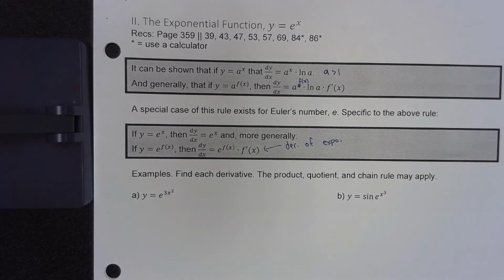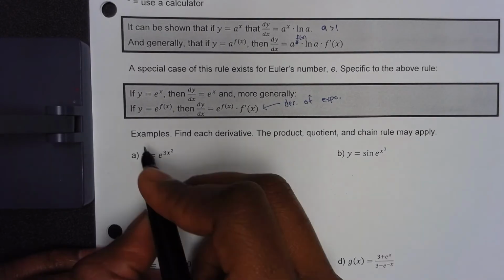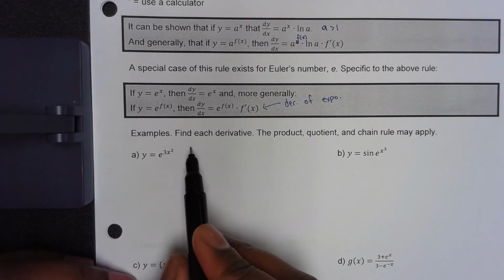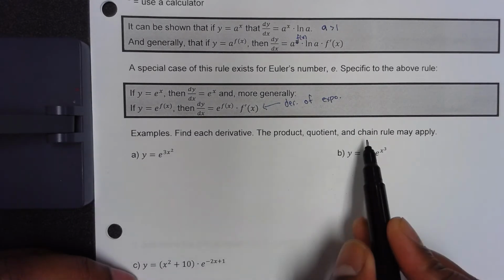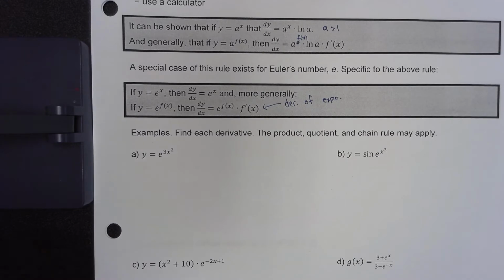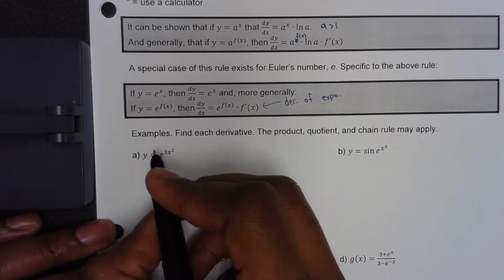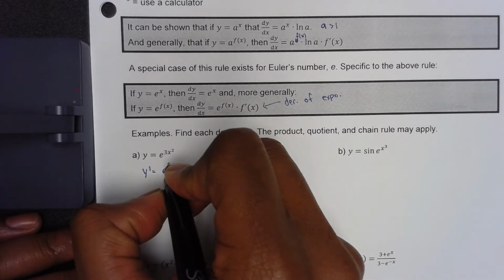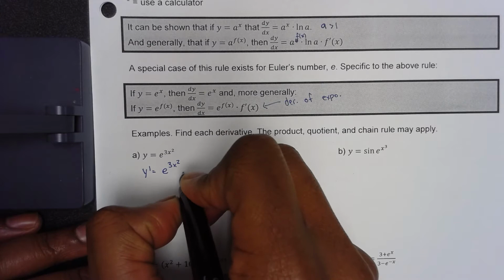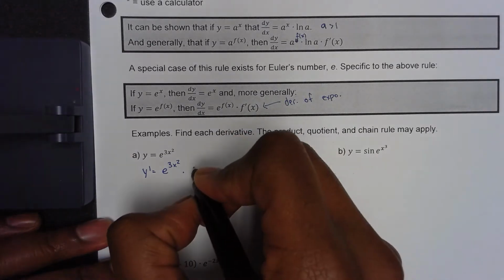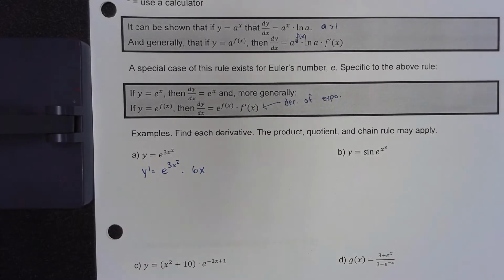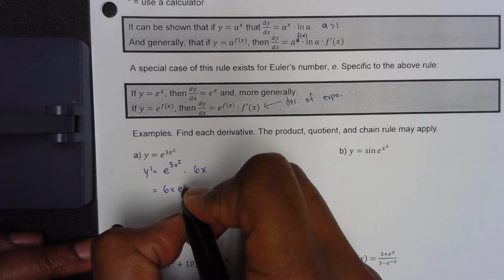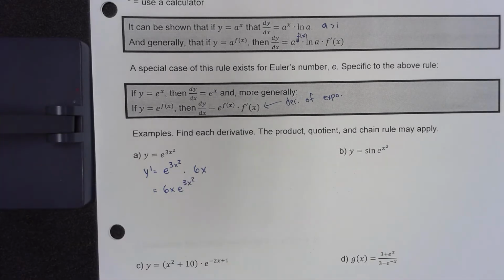The examples of this are pretty straightforward. We will just continually apply this rule. Be mindful that the product, quotient, and chain rule always apply if needed to find that derivative. So for example A, we would get y prime equals e to the 3x squared, and we never change the exponent, so we just multiply by the derivative, which is 6x. If we wanted to reorganize this, it would be 6x e to the 3x squared. That's it.